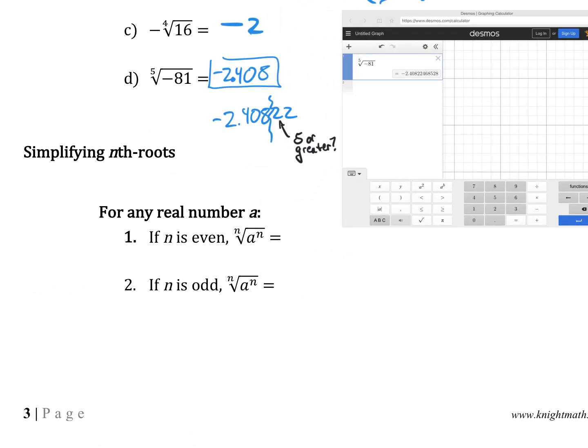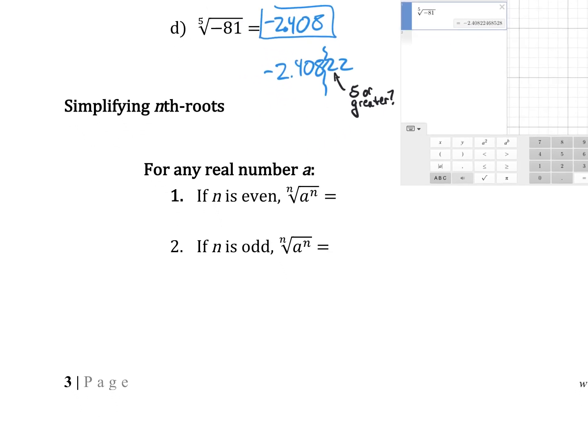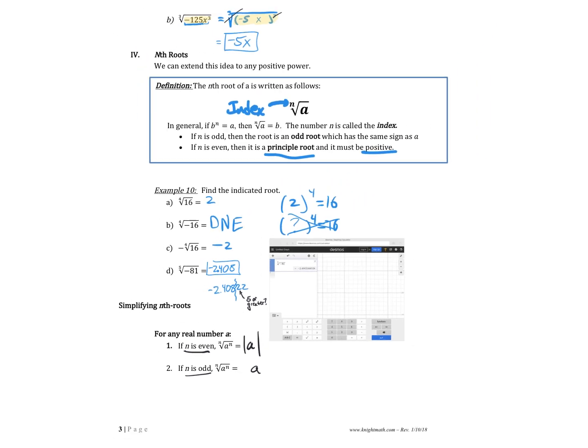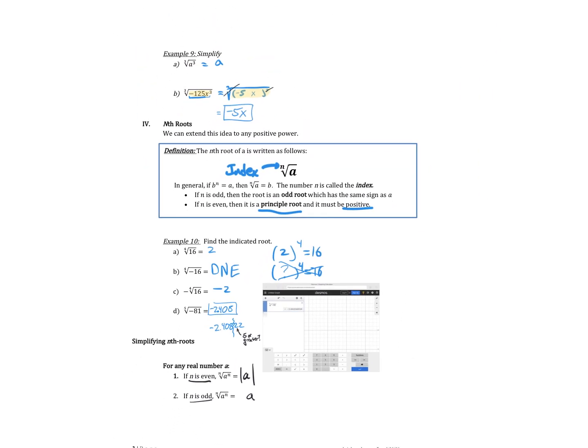So there you have it. Okay, so simplifying in general, if we have the nth root of a to the n, if n is even, then this is going to be the absolute value of a. We need absolute values. If n is odd, then the nth root of a to the n is just a. Okay. All right, so we'll pause that there and we'll look at some examples in the next video, but that's the big idea.